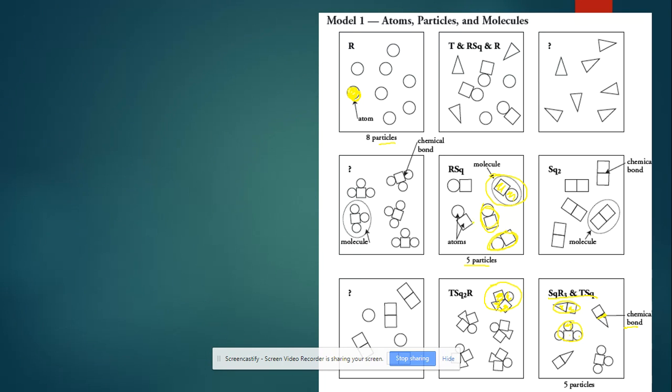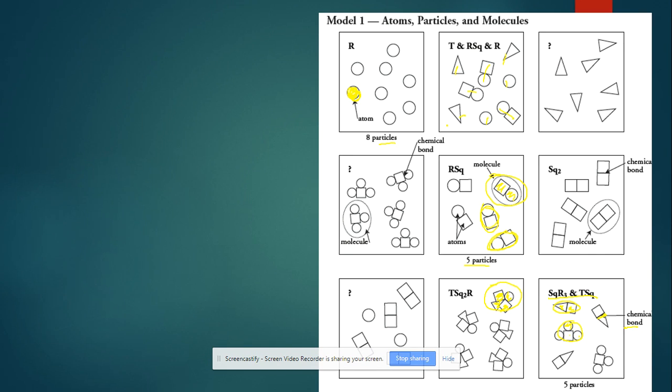How many particles are in the drawing represented in this picture here? Well, we have one, two, three, four, five, six, seven, eight particles. And what's our definition of a particle? It's just a small unit of matter, either an atom or a molecule. In those molecules, the atoms have to be stuck together with chemical bonds.